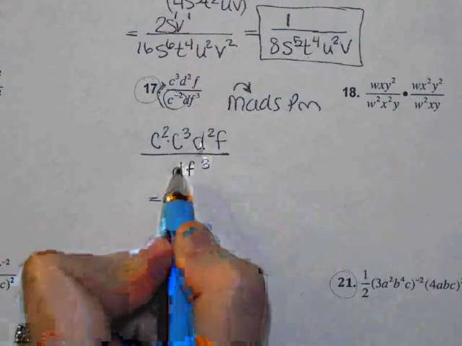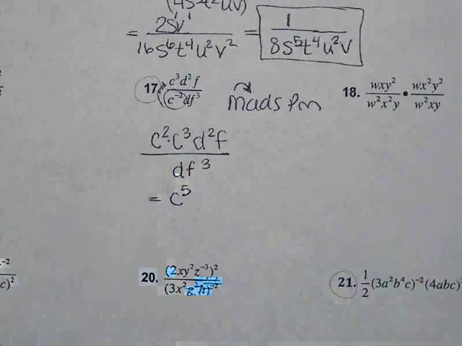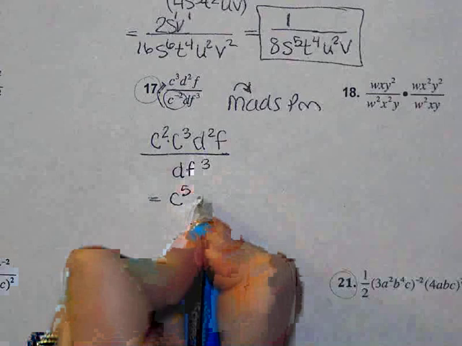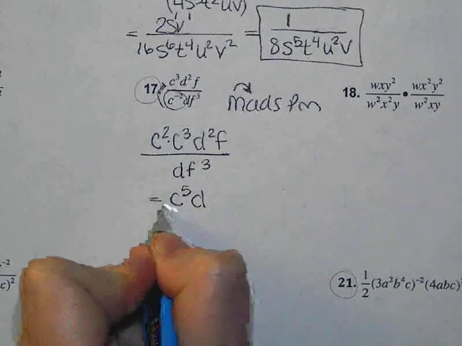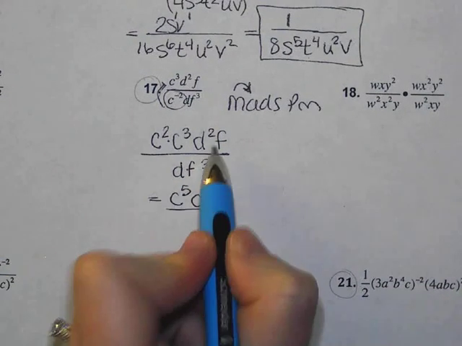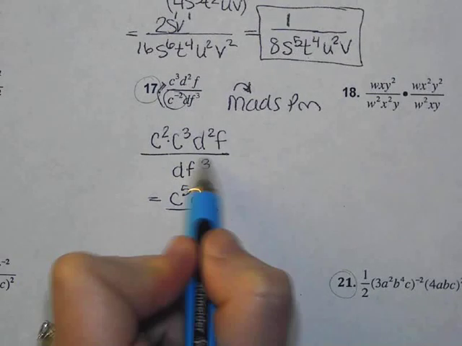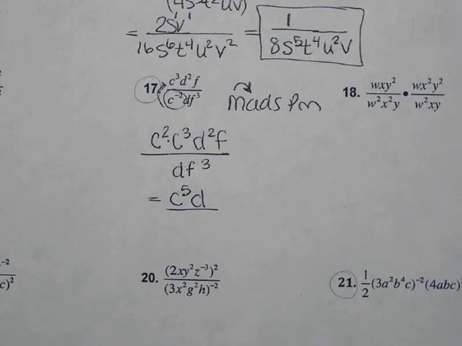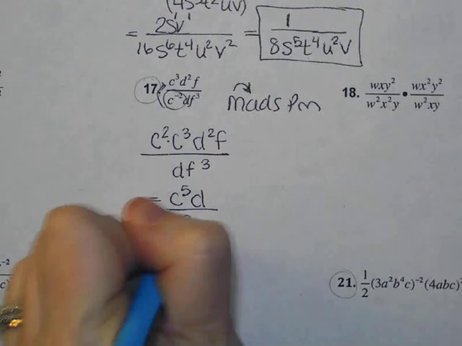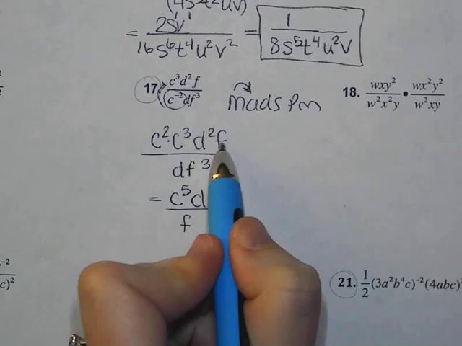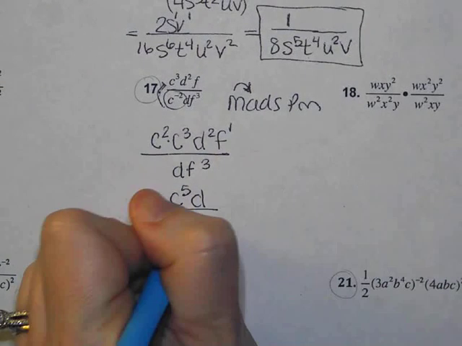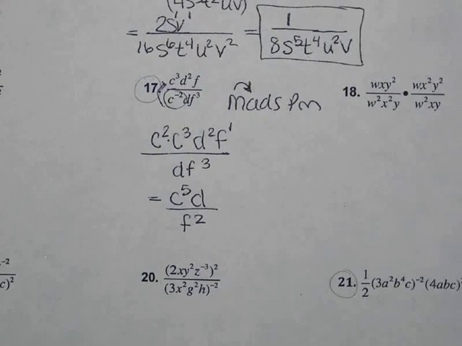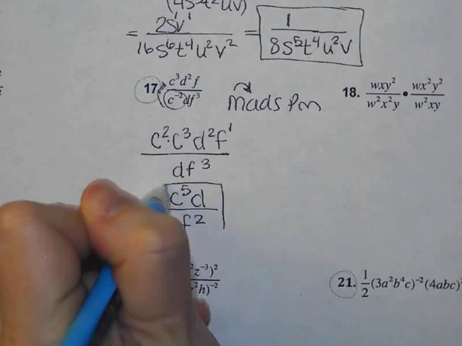Then d squared is on top and d is on bottom, which means I have more d's on top and I only have one more. That one doesn't have to be written. And then I have f's to combine. There's more f's on the bottom, so I put my answer on the bottom. How many more are there? Well, that's a 1f on top, so there's 2 more f's on bottom, which makes that c to the fifth d over f squared.